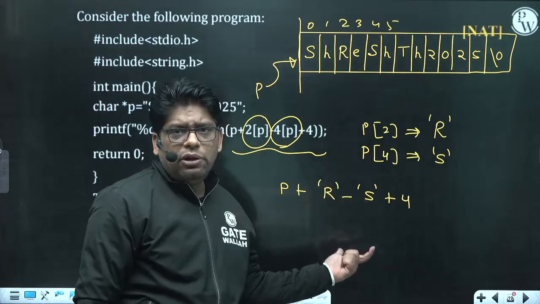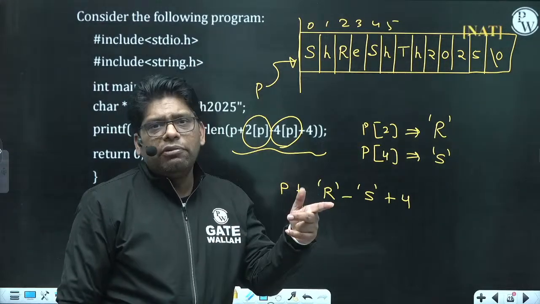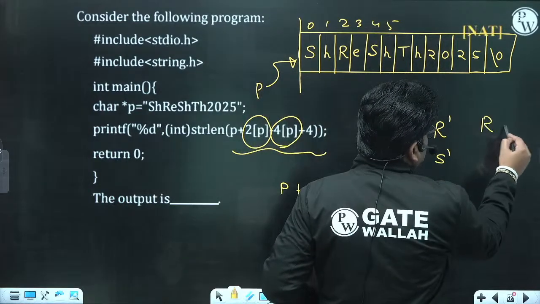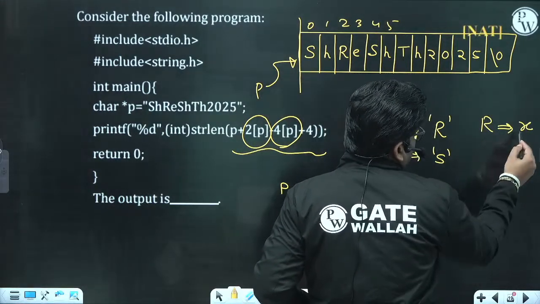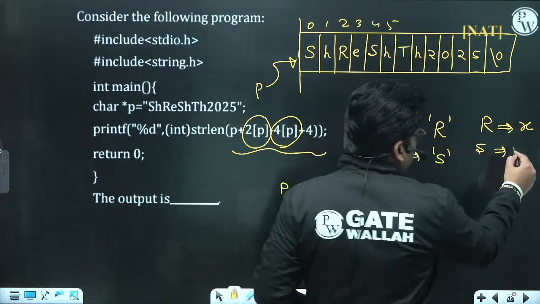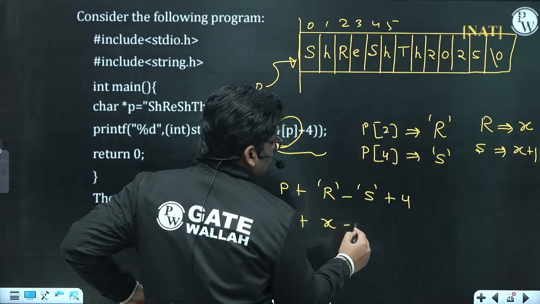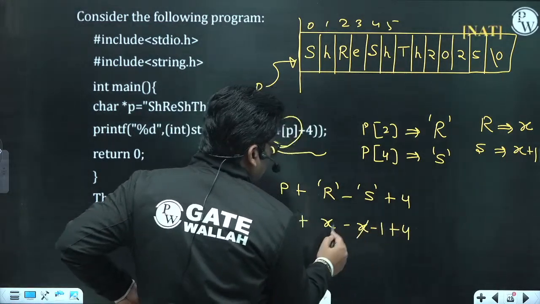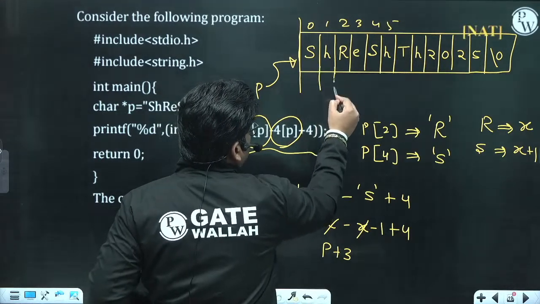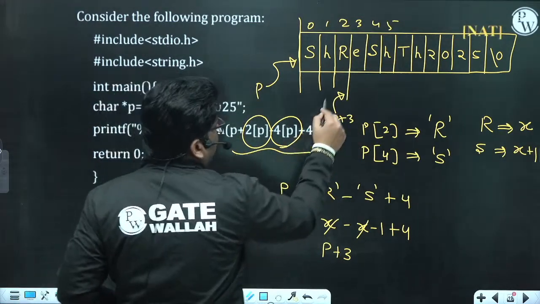Sir, their ASCII code value would be used because here we have an arithmetic operator. Even if you don't remember the ASCII code, if I say the ASCII code of R is X, what is the ASCII code of S? Sir, it is the next code, which is X plus 1. So can I write it this way: P plus X minus X plus 1 plus 4? That means this whole statement becomes P plus 3. See, if this is P plus 1, P plus 2, P plus 3. So for strlen, we provided this address.